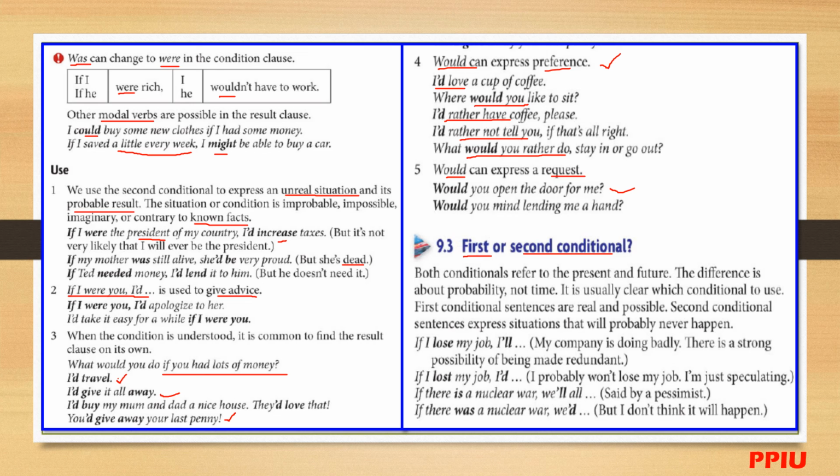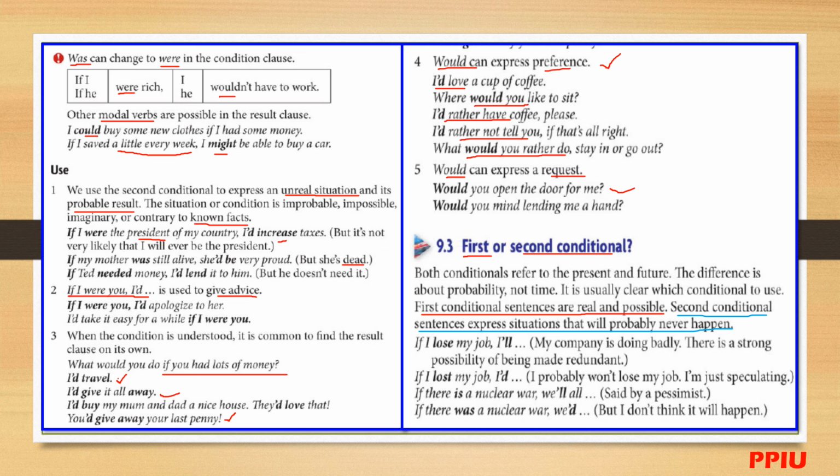So you can see here, first conditional sentences are real and possible. Second conditional sentences express situations that will probably never happen. You got it? So the first one is just about real and possible. The second conditional just talks about what will probably never happen. It might never happen.